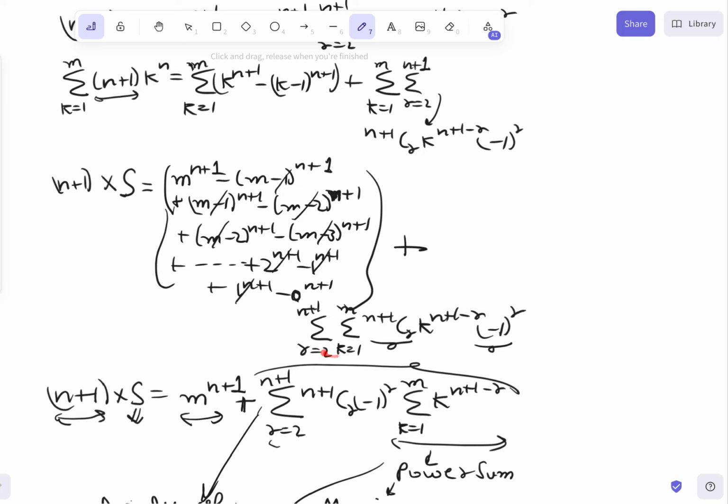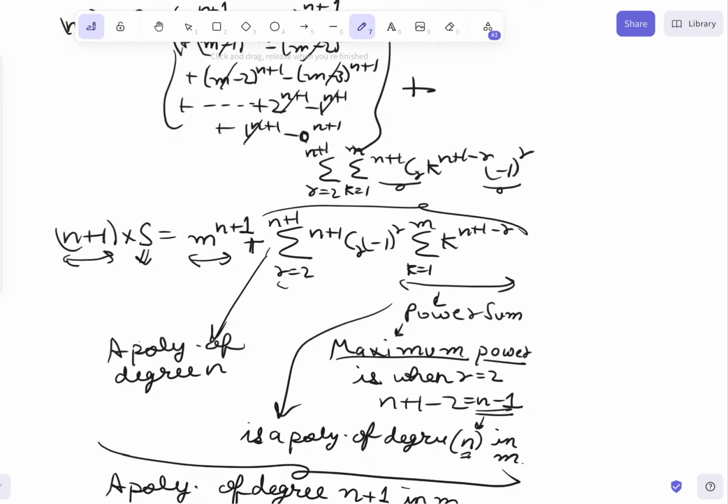So we just reverse the order, and in the next step we see this term doesn't depend on k, so we take it common out and we are left with summation k equals 1 to n of m k power n plus 1 minus r. Now if you see this, these are again power sums, just the power is n plus 1 minus r. So once we fix an r, this power remains constant and this is just a power sum.